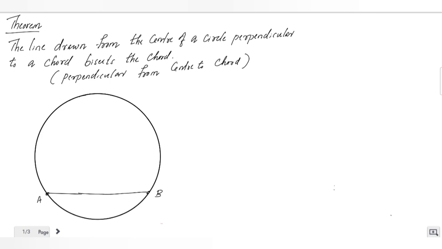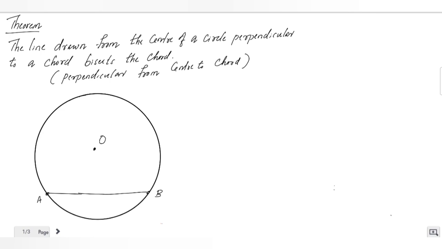And in that way, the longest chord is the diameter, isn't it? The diameter is also starting from a point and finishing at a point. And then go to the theorem, the line drawn from the center. Where is the center? The center is somewhere here. Let me use the letter O. Most commonly we use the letter O to represent the center.